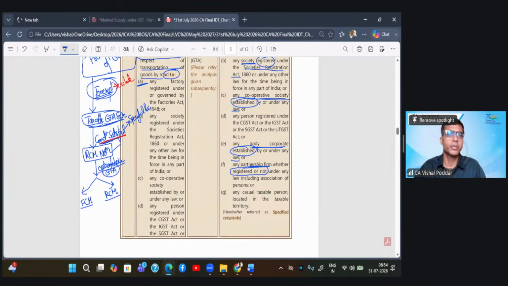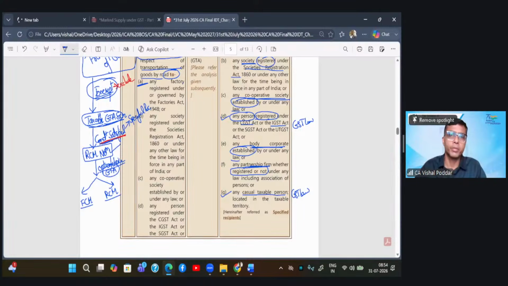Now, besides these persons who are established under their specific laws, we have those persons also in this list who are under the GST law itself. So registered persons of GST law, and I'm sure at inter level you would have studied the concept of casual taxable person. Even if you have forgotten, no worries. We will study that again in the registration chapter. Now both these, this and this, are the creatures of GST law.